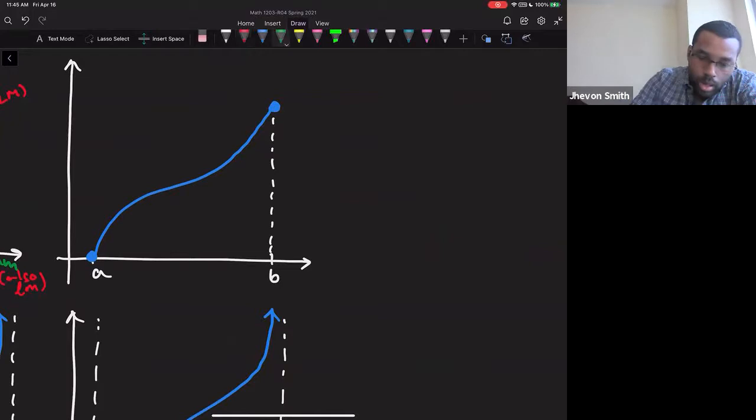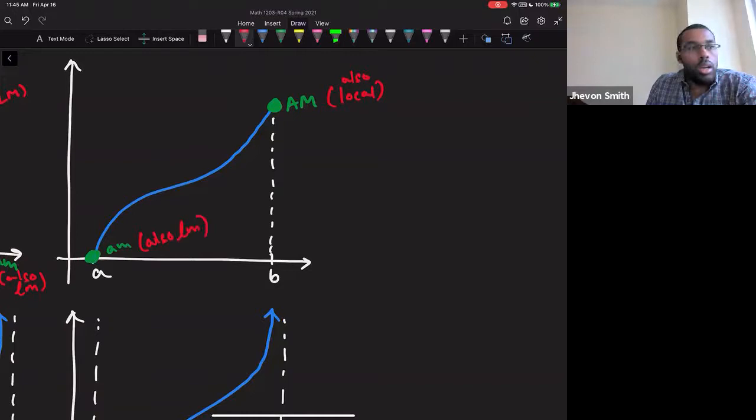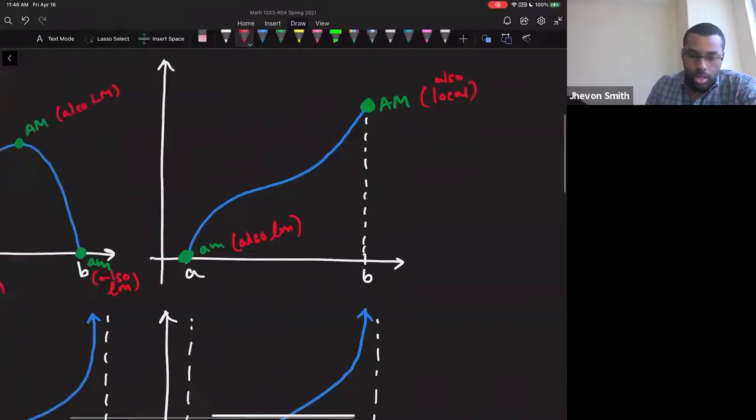What about this one? The highest point achieved is over here. That's the absolute max. Of course, it's also local, because in his neighborhood, he's also the biggest because he's the biggest everywhere. Here, we have the absolute min as well, also local. And that's it. There's no one else that would satisfy that requirement. Any other point you pick, you will have points that are both smaller than it and bigger than it. So nothing else to see here.